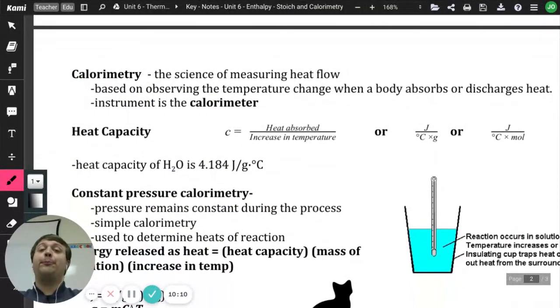All right. So moving forward, now let's talk about calorimetry, because we've already talked about stoichiometry, right? So calorimetry is the science of measuring the flow of energy. So we're measuring how that energy moved, either gained or lost in a reaction. And it is based on the observation of temperature change being absorbed or released by something. And what we use for calorimetry is a calorimeter.